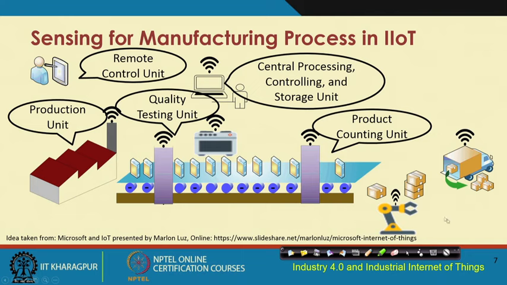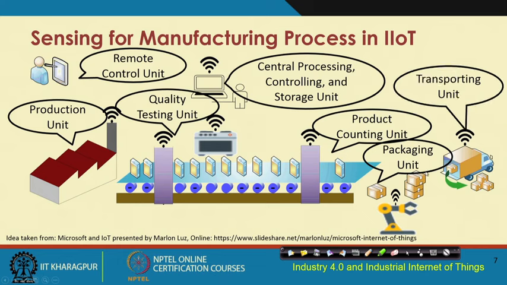So, counting will take place here, and then after counting the packaging takes place here, and as we can see over here we have a robotic arm or robotic device which is helping in this packaging, and finally the units that are manufactured are going to be boxed up, packaged and transported. So, the smart logistics etc. are going to come into picture from this point on.